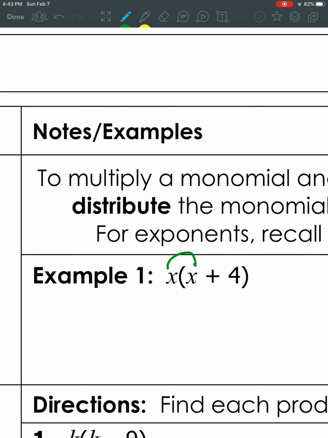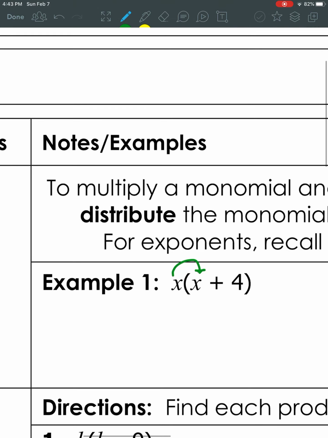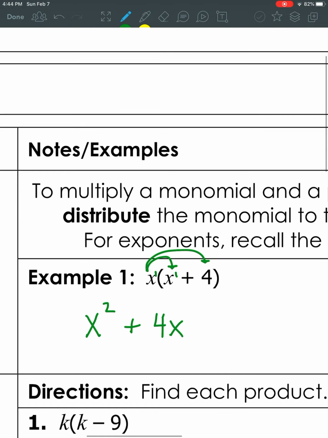So when we do x times x, those both have powers of 1, so x times x will be x squared. And then the x also goes to the 4, so we're going to write that as 4x. The coefficient always comes first.